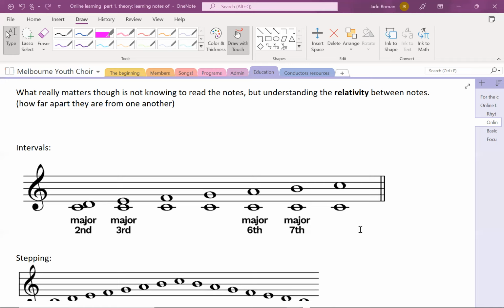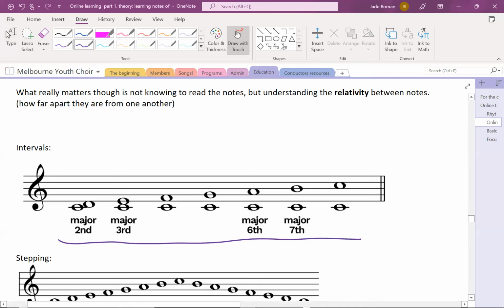And this is called learning about intervals. Quite literally, an interval is the distance between two notes. So you can see here, there's a second, third, fourth, fifth, sixth, seventh, and eighth, or unison. If a note is 2 apart, that's an interval of 2. Knowing what these sound like and how to jump from one to the other is the most important thing we can learn for singing.